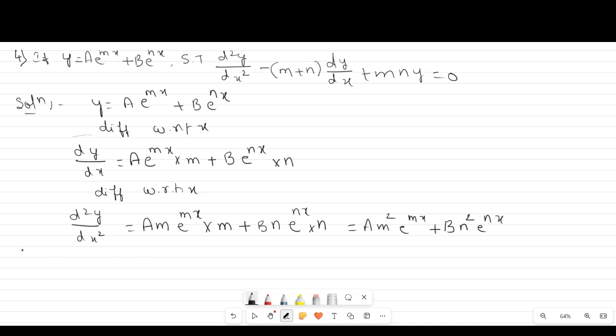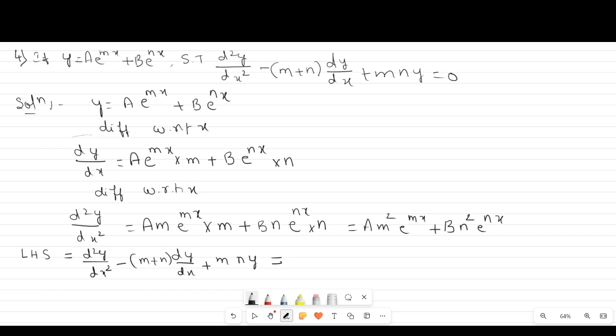Let me consider the left hand side of the given proof. Okay, so the left hand side is d square y by dx square minus m plus n into dy by dx plus mny.